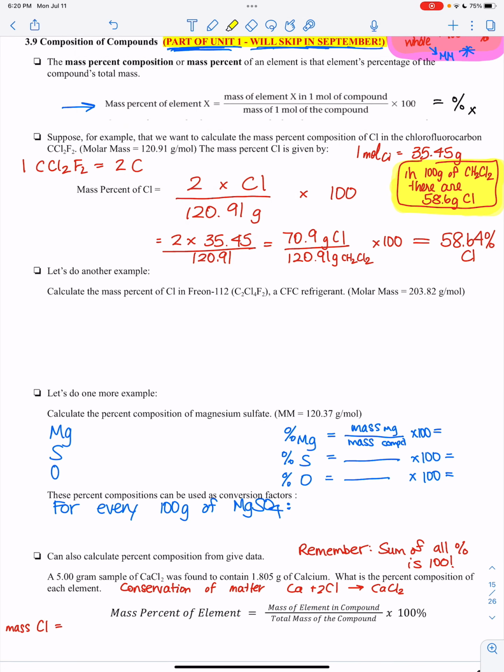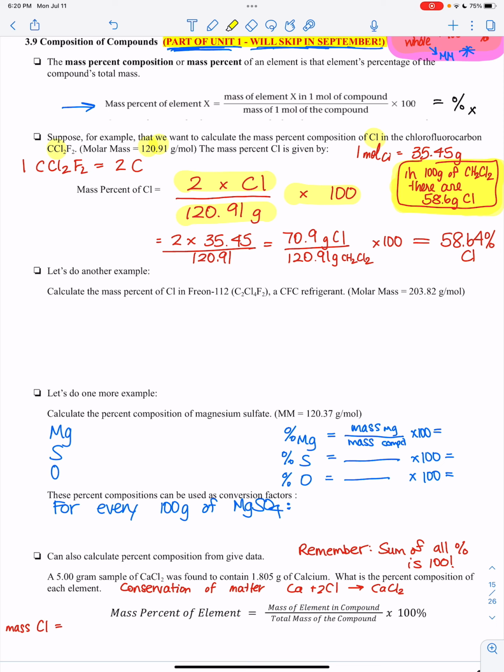Suppose, for example, we want to calculate the mass percent composition of Cl in chlorofluorocarbon, which is typically found in your refrigerators. CCl2F2. Notice how there are 2 Cls. The molar mass I already gave you is 120.91. That's our bottom number, our whole. The mass percent of chlorine is 2 times the mass of chlorine, because there are 2 chlorines in this compound, divided by 120.91, the molar mass of the compound, times 100.